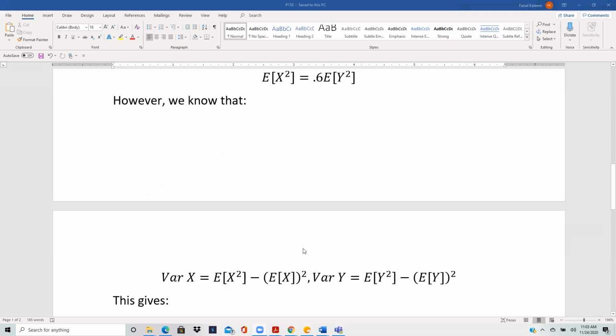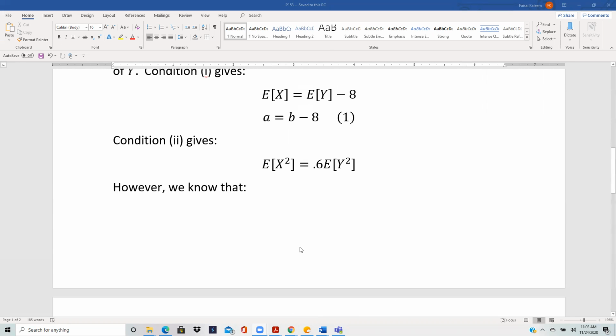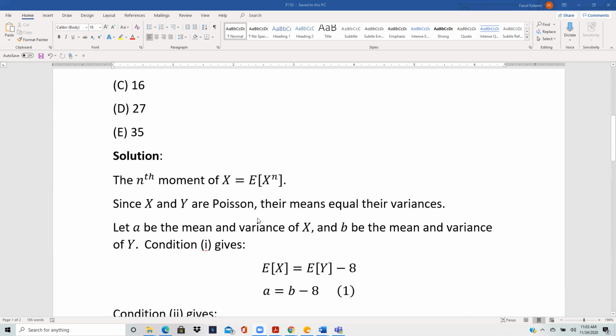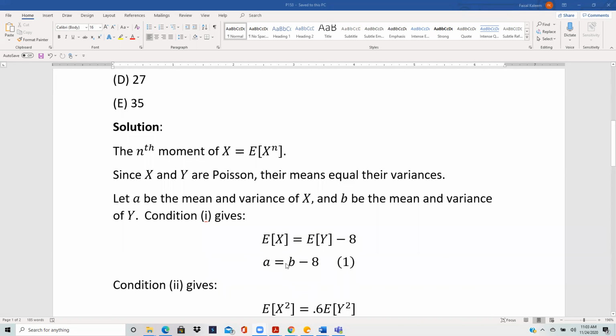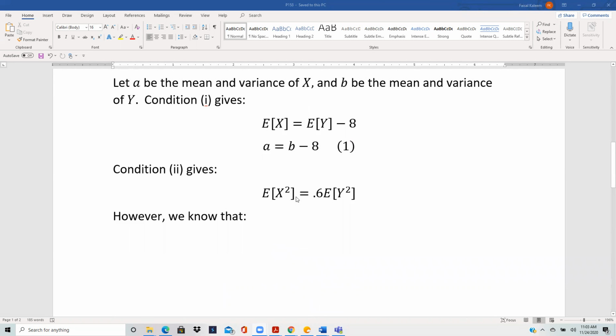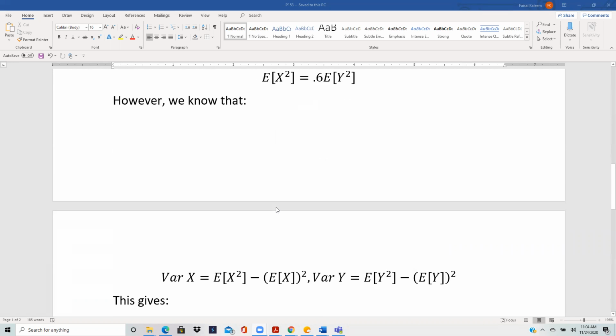And the goal was to find the variance of Y. If you go back, we want to calculate the variance of Y, which is B. So the goal is to calculate B. So we need another equation in terms of A and B. For this, in order to introduce A and B, we have to introduce the means and variances, because those are the ones being called A and B. So we recall that variance of X is E of X squared minus (EX) whole squared, and same for variance of Y. So from these equations, we'll be calculating E of X squared and E of Y squared and substituting here.